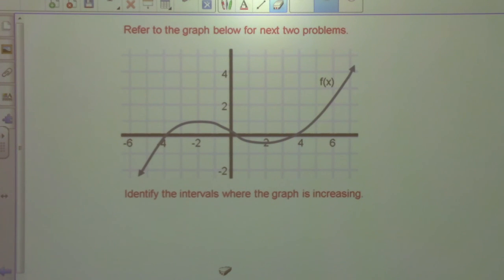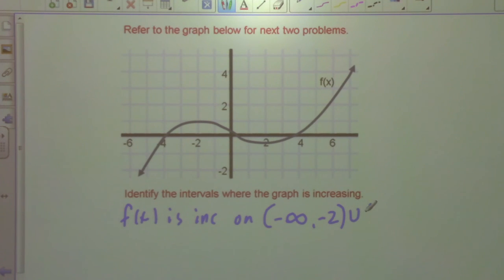All right. Refer to the graph below for the next 2 problems. Identify intervals where the graph is increasing. So where is the graph increasing? We'll have f of x is increasing on negative infinity to negative 2, and where else? 2 to infinity.